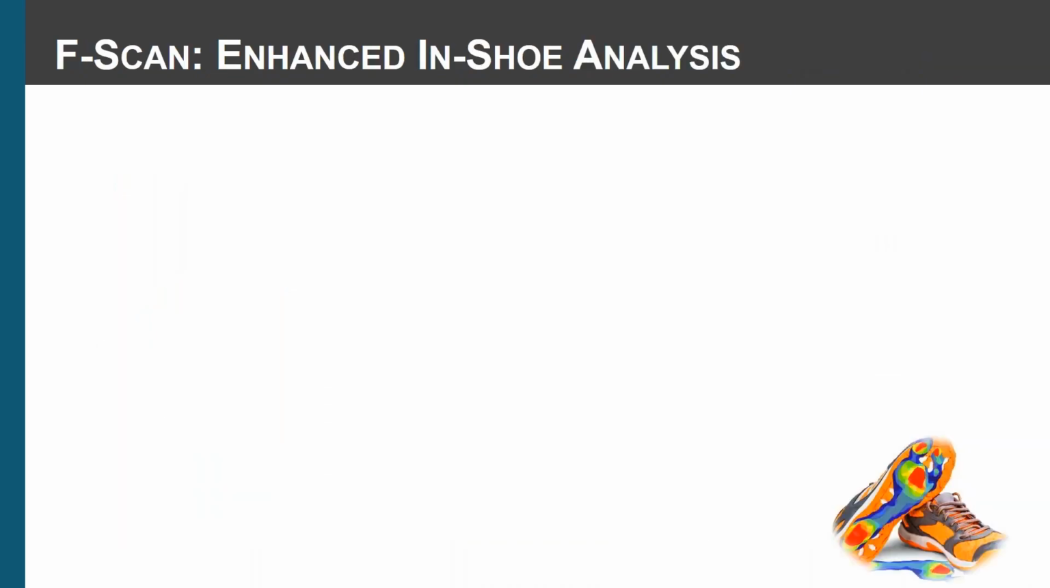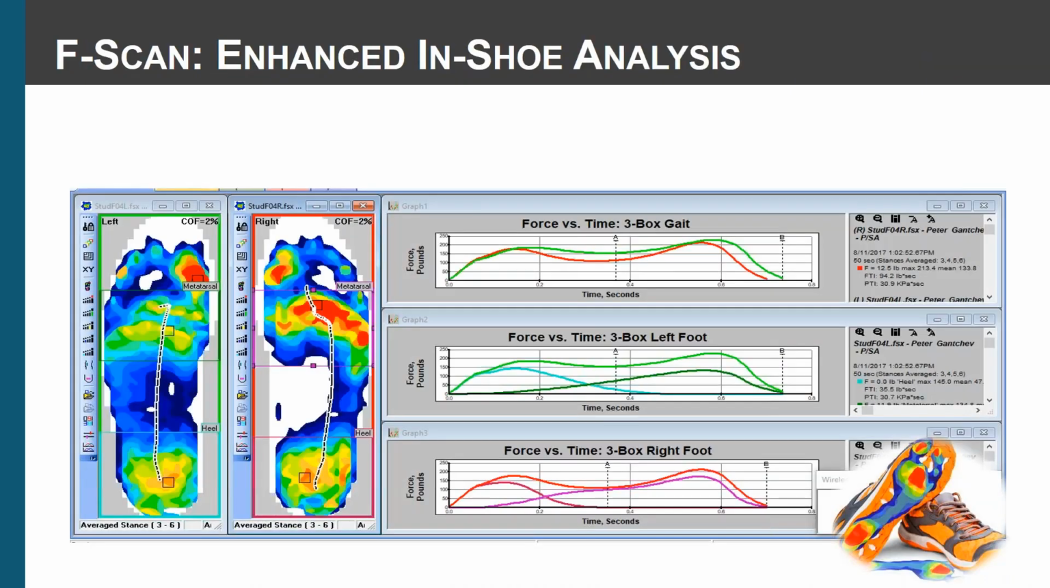The enhanced in-shoe analysis with the F-scan can provide important before and after treatment information to verify footwear changes, orthotic changes, and other types of treatments. So here's a good example of our left and our right foot and our three boxes, the heel and the forefoot boxes, being placed along with our total force. And so you can see our total force is here, and then we've got our left foot and our right foot.